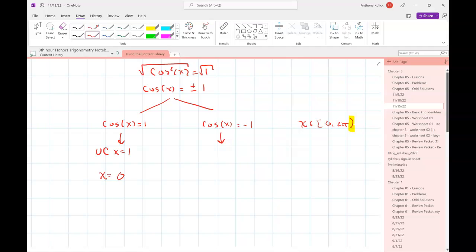Then we'll do the same thing over here. We'll go to the unit circle and look where x is equal to -1. Where does that happen at? Pi. Everybody cool with that? Not a big deal, right? Just basically doing the same thing that we have done before.